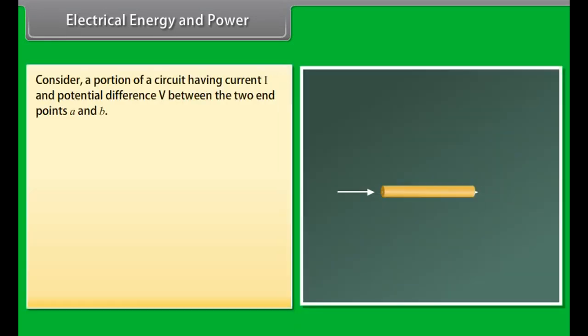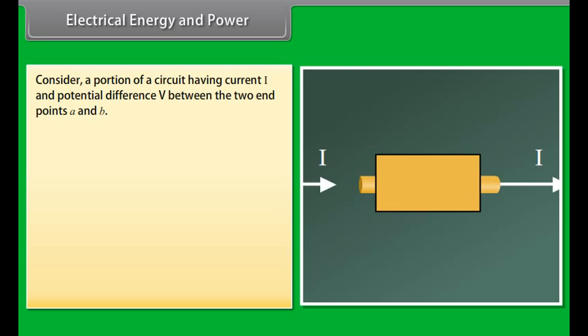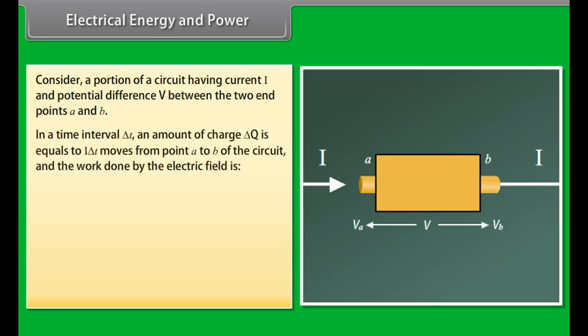Electrical energy and power. Consider a portion of a circuit having current I and potential difference V between the two endpoints A and B. In a time interval delta t, an amount of charge delta Q is equal to I delta t moves from a point A to B of the circuit, and the work done by the electric field is equal to the product of V and delta Q, which is equal to the product of V, I and delta t.